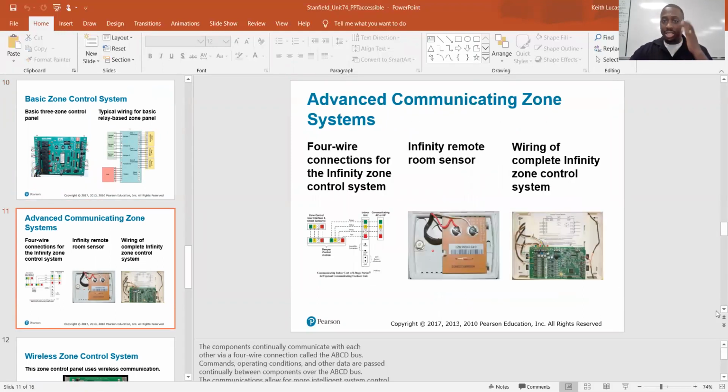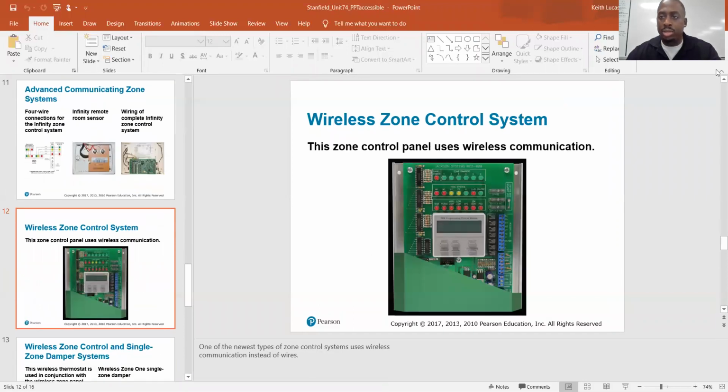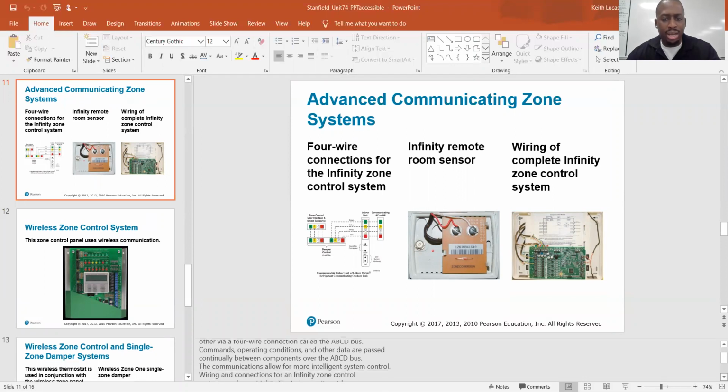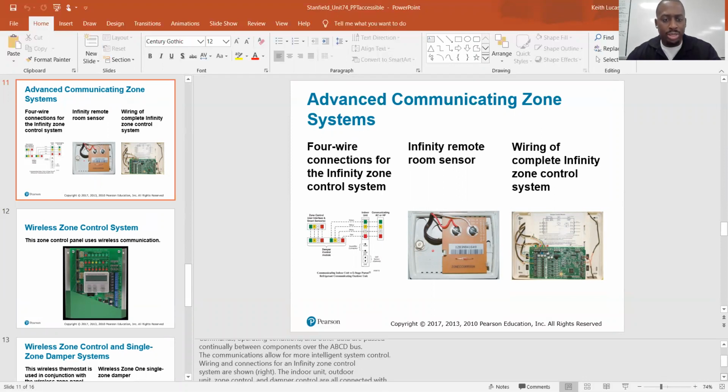Moving on, advanced communicating zone systems. The components continually communicate with each other via a 4-wire connection called the ABCD bus. Commands, operating conditions, and other data are passed continually between the components over the ABCD bus. So these are for more advanced systems where you've got more components and sensors and various items on your system.